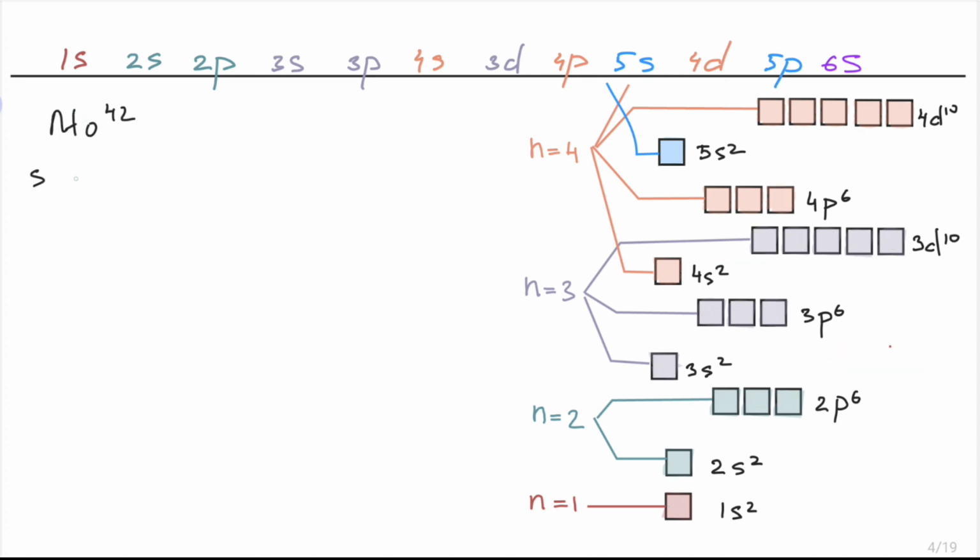Okay, so the last example is molybdenum, which has 42 electrons. You can pause and do it by yourself in order to check how well you got the idea of the half-filled and completely filled shells.